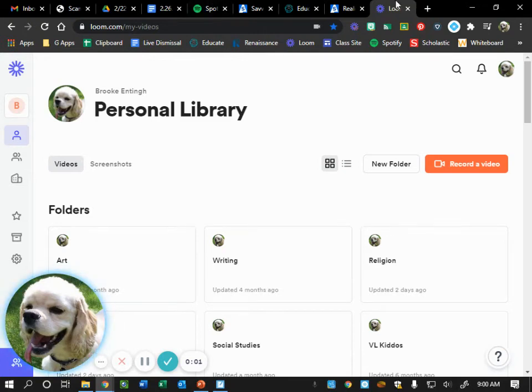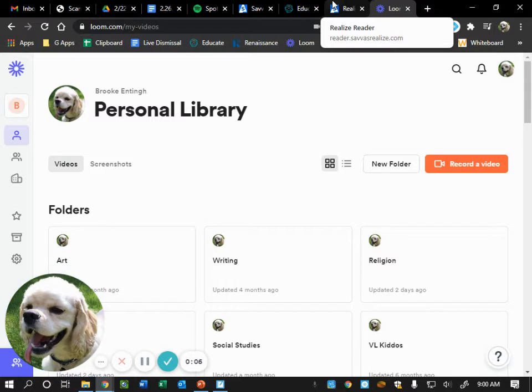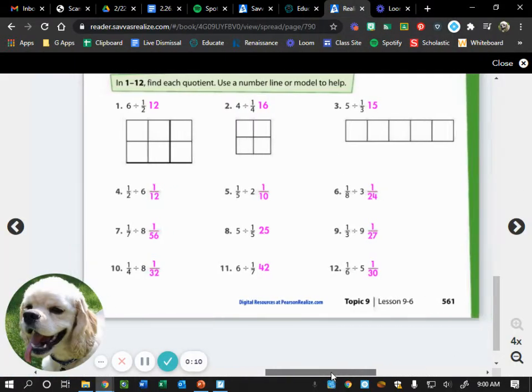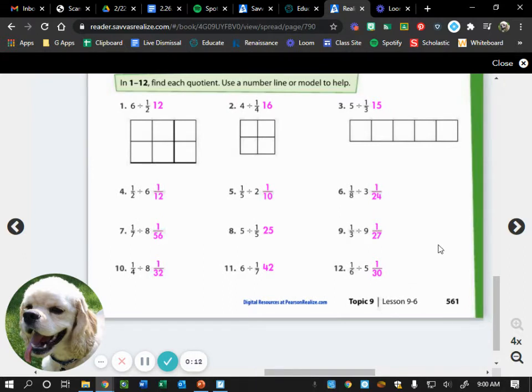Okay, so we are opened up to page 561 and 562 to correct last night's homework. So here is 561. We had numbers 3 through 9 on this page. They did give you a model to help you on number 3 if you wanted to. You didn't have to use it.